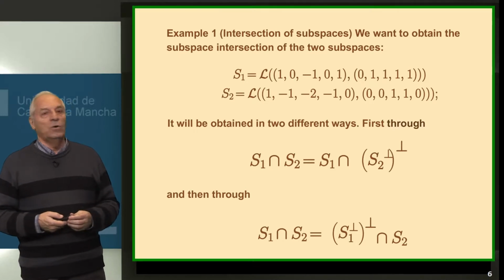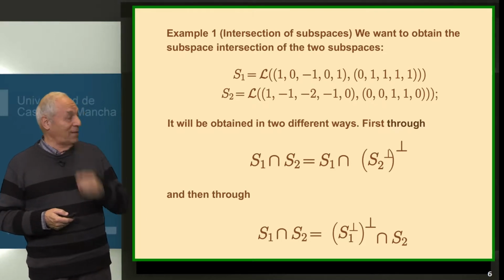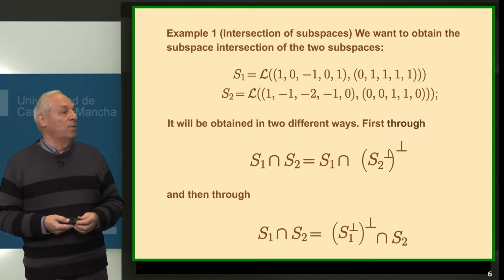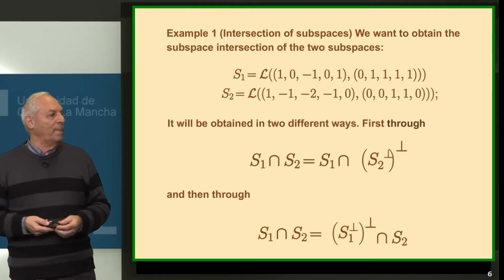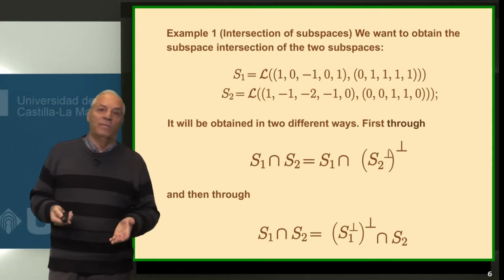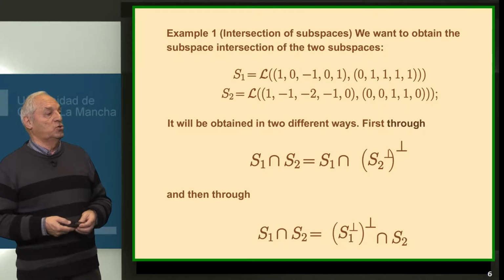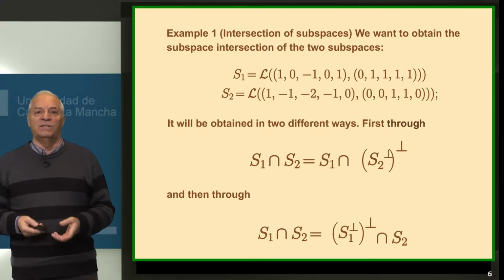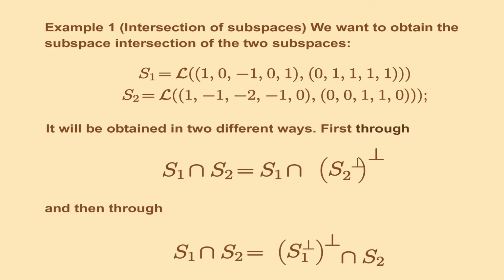In fact, we will put two examples. In the first example, we want to obtain the intersection of two subspaces that we are giving in the L form of a list of vector generators, where the L represents the linear combinations of those vectors. Therefore, S1 is a subspace generated by those two vectors that you have there, 1 0 -1 0 1, and 0 1 1 1 1, and the subspace S2 is given also in an analogous form, that is, it is the subspace generated by the vectors 1 -1 -2 -1 0, and 0 0 1 1 0. So that the thing is clear, we are going to get this intersection in two ways, and we will check that we get the same subspace.